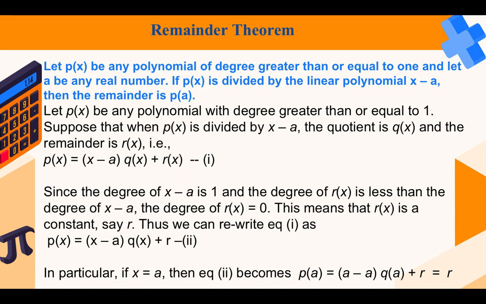Now let's read the theorem again. Let p(x) be any polynomial of degree greater than or equal to 1, and let a be any real number. If p(x) is divided by the linear polynomial x minus a, then the remainder is p(a). So this is what I am saying. p(a) is equal to r. r was the remainder.